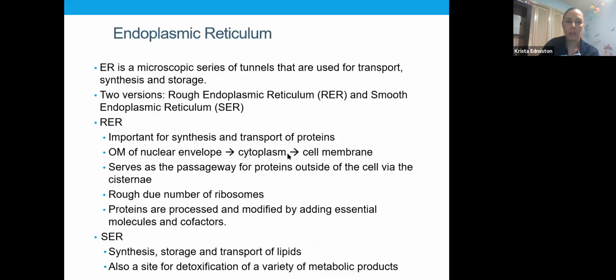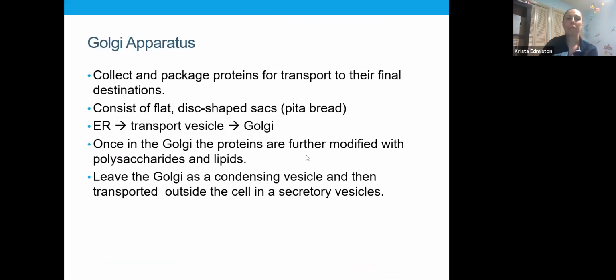Okay, back to the Golgi, there it is. So the Golgi apparatus is going to collect and package the proteins for their final destination, wherever that might be in the cell. Now that might be outside of the cell, that might be to a different organelle of the cell, it might be in the cytoplasm.